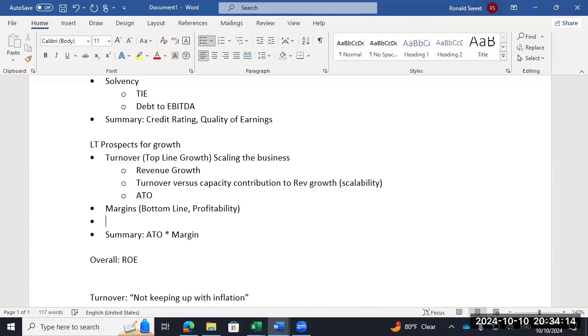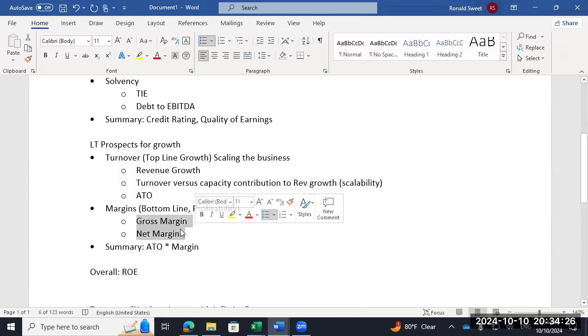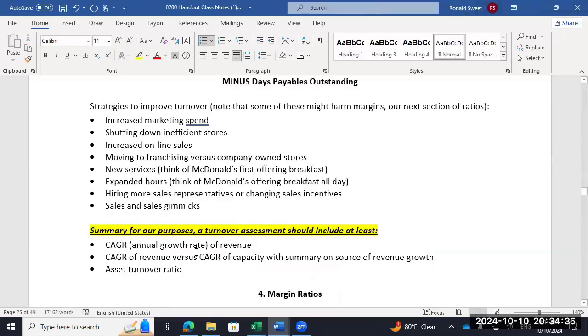Margins is the simplest of all. We're going to look at gross margin, look at net margin. Right? So we'll go to the class notes on that. But gross margin and net margin, very, very straightforward. I used to do one last one, but I kept it out because it was so confusing for students. So gross margin versus net margin.